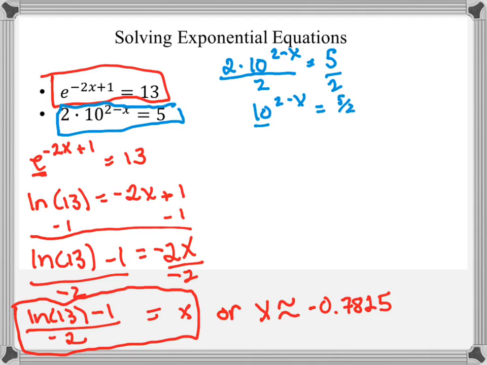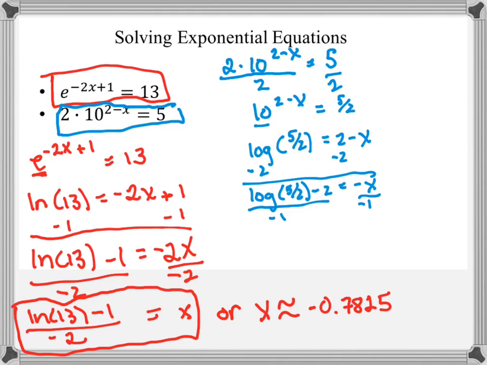Now I can rewrite this. Log base 10, or just log, which is the common log, base 10. So if you have the word log with no base written, it means the base is 10. Log of 5 halves equals 2 minus x. Subtract 2, log of 5 halves minus 2 equals negative x.